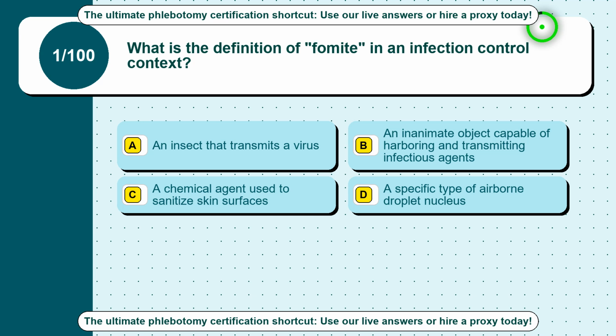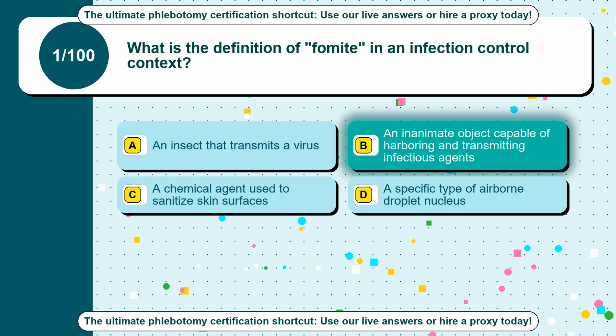Question 1. What is the definition of fomite in an infection control context? Option A. An insect that transmits a virus. Option B. An inanimate object capable of harboring and transmitting infectious agents. Option C. A chemical agent used to sanitize skin surfaces. Option D. A specific type of airborne droplet nucleus.